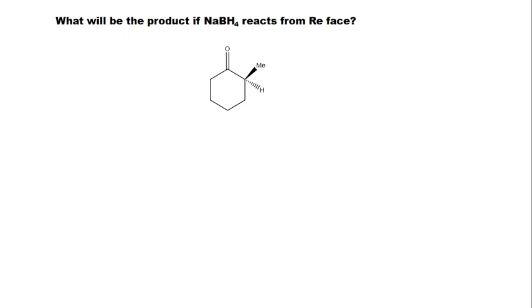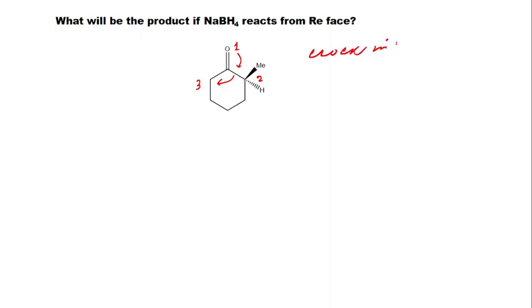Okay. Next problem. Now, what will be the product if NaBH4 reacts from the re face? Then our first step is to consider what is called the re face. But this is the simple rule. So the carbonyl is priority 1. Then 2 will be here or here, but this has more priority as this carbon is attached to one methyl group. So this will be 3. We are going 1 to 2 to 3. It is clockwise.